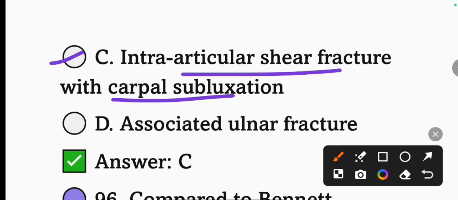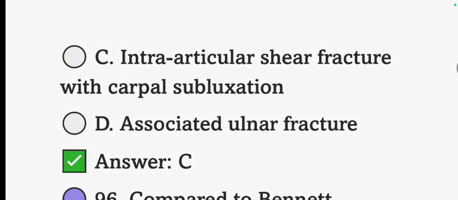In this fracture, it is unstable because the fragment is articular plus the carpal bone is pulled along with it. Tendon pull alone is not the main reason. The main reason is carpal instability, like subluxation. So option C is the correct option.